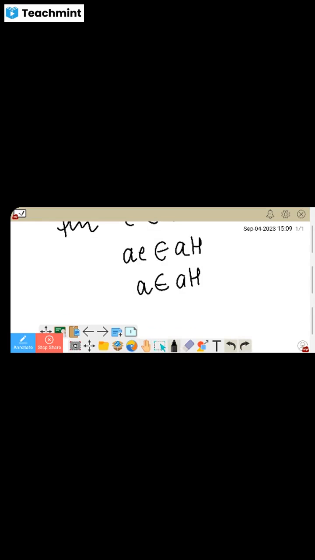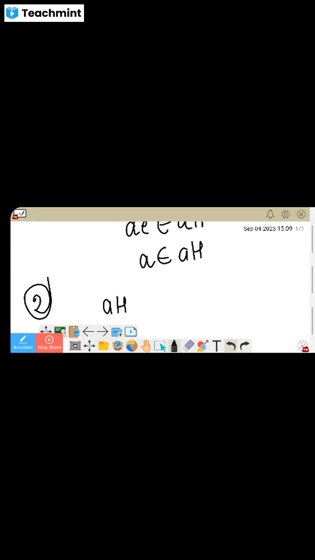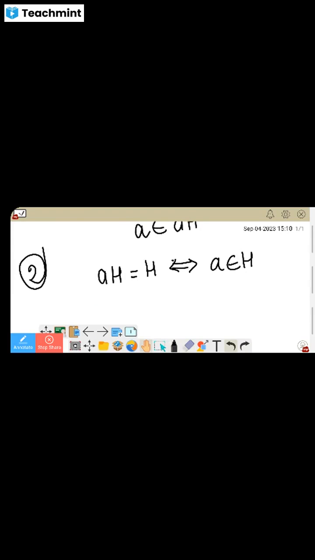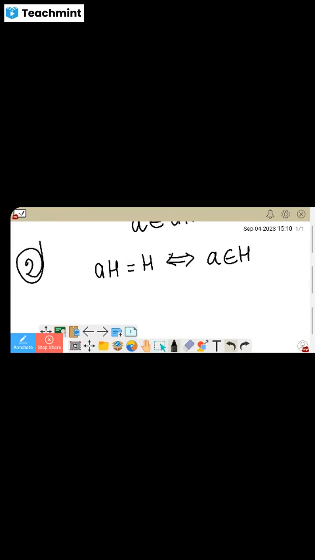Now second is AH is equal to H if and only if A belongs to H. So let's do it. A into H. So A belongs to H, and H is a subset of G.